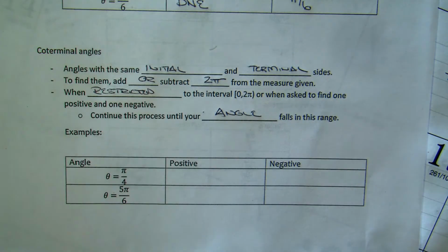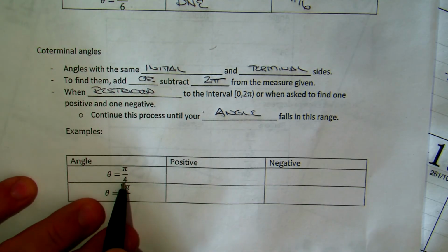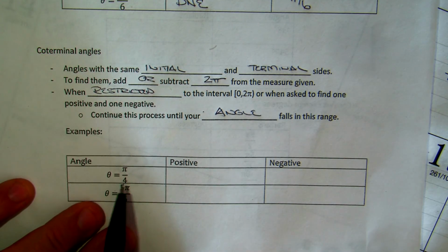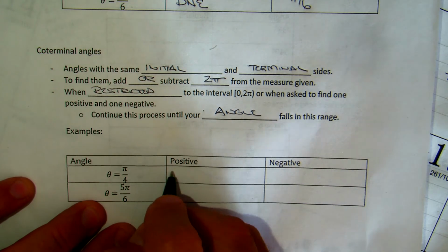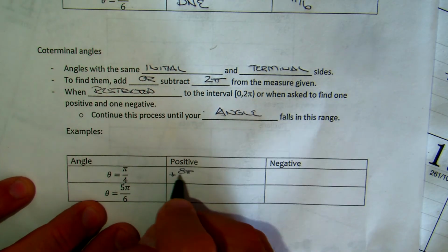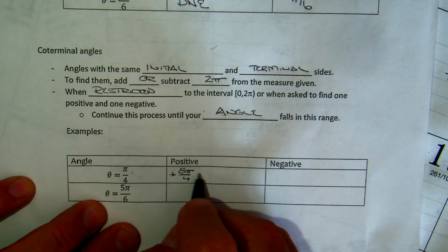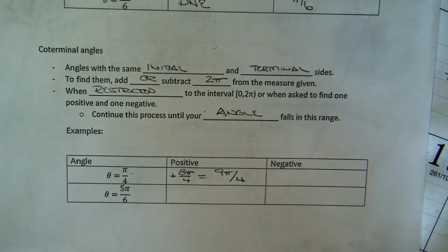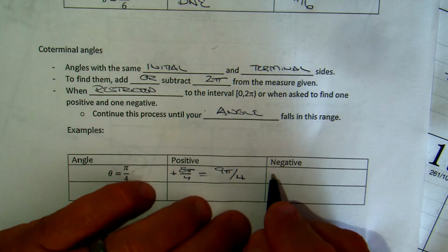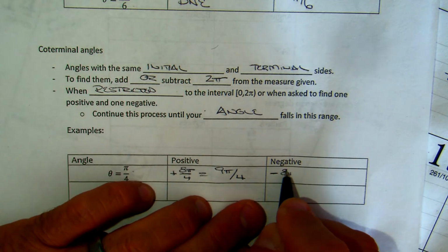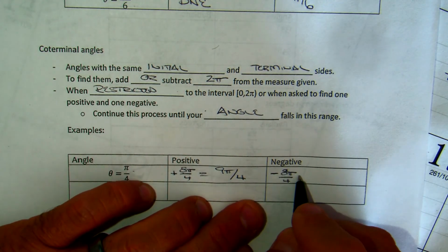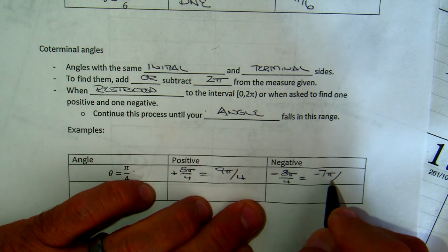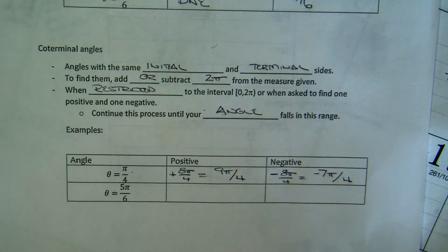So, examples. Pi over 4, we want to have a positive. If we're going to add 2 pi, we're going to double the denominator. What's double 4? 8. So we're going to add 8 pi over 4. 1 pi plus 8 pi is 9 pi over 4. So we end up with 9 pi over 4. To get the negative, we just go the other direction, so we subtract. 1 minus 8 is negative 7. So I end up with negative 7 pi over 4.